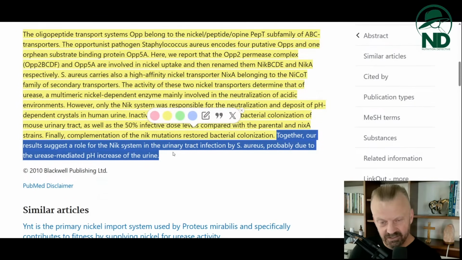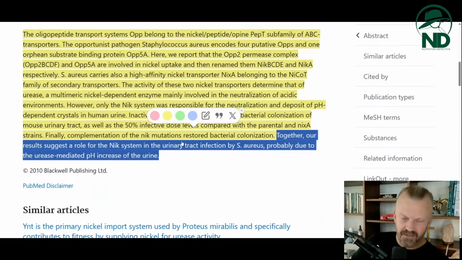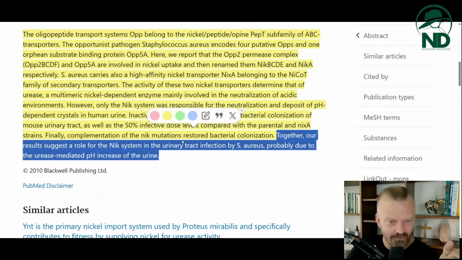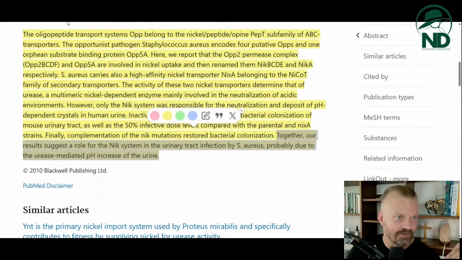Right, pH is an issue in urinary tract infections, is it not? People drink baking soda or do other things to change their pH when they're saying it's the urease down there that is really causing the problem. So now we're going to get into Pseudomonas aeruginosa.